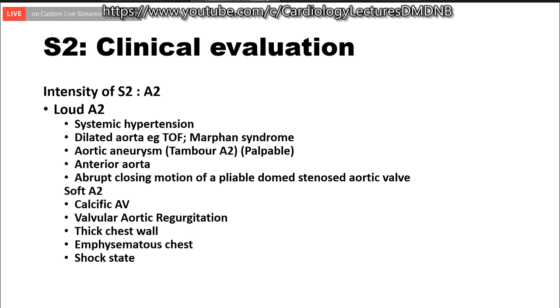It can be cardiogenic shock, hypovolemic shock, septic shock, or obstructive shock. Obstructive. So what is the difference in P2 between all these four, or at least three of them? What happens to P2 in cardiogenic shock? It becomes soft. Why does it become soft?